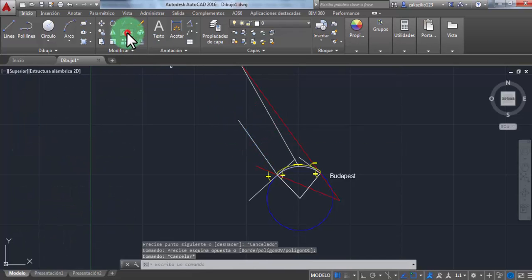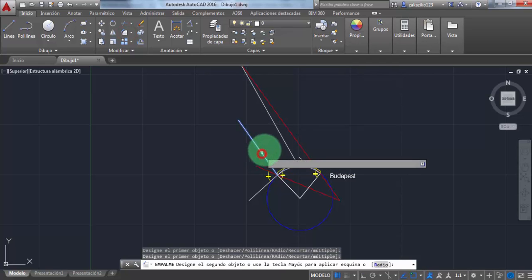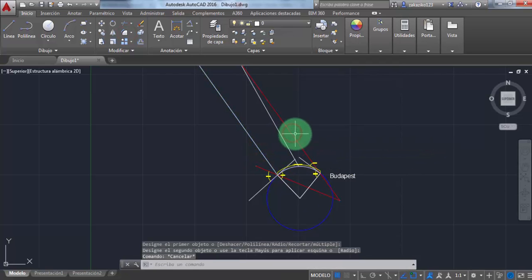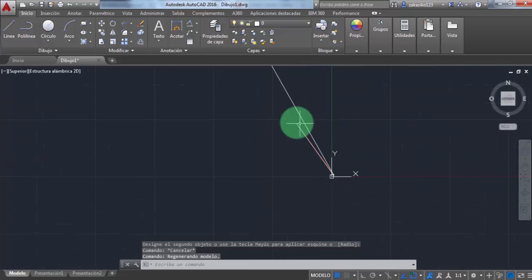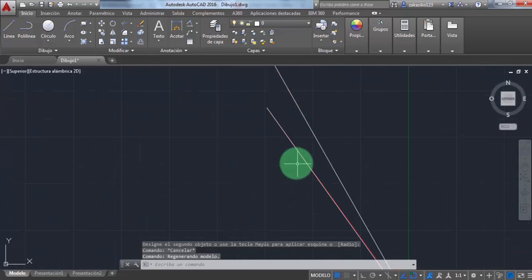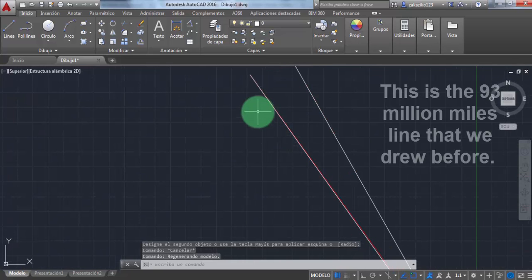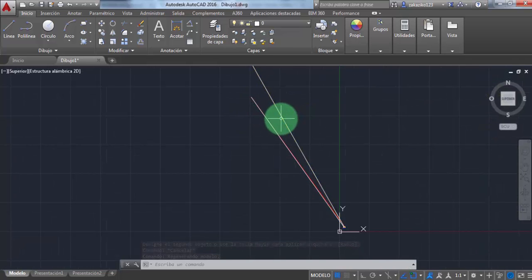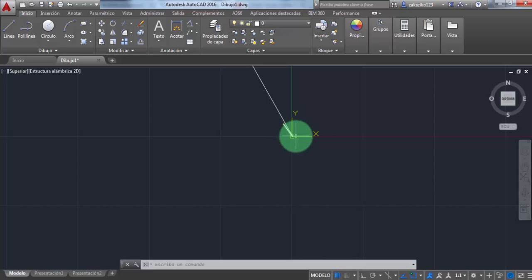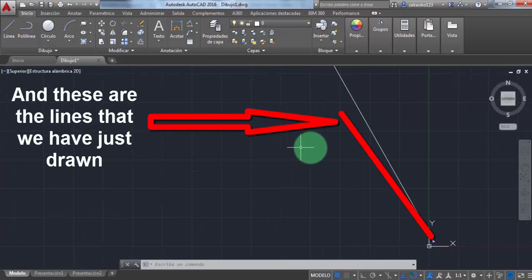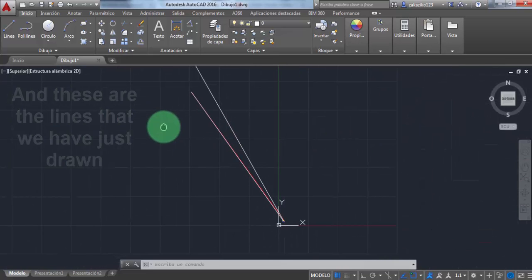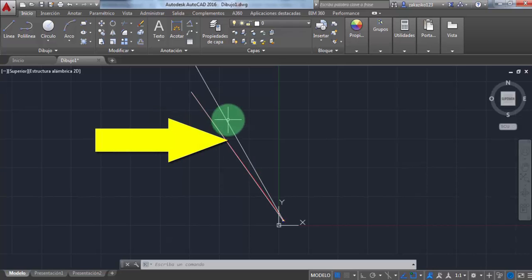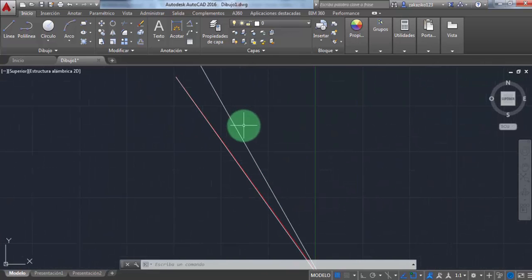This is another angle that I'm making up. It's almost parallel to the other one. Now let's see how far we are going to get. Please don't confuse this long line with the short ones. This is the 93 million miles line that we drew before, and these are the lines that we have just drawn. And as you can see, this distance is not even comparable with the famous one that we all know, 93 million miles.